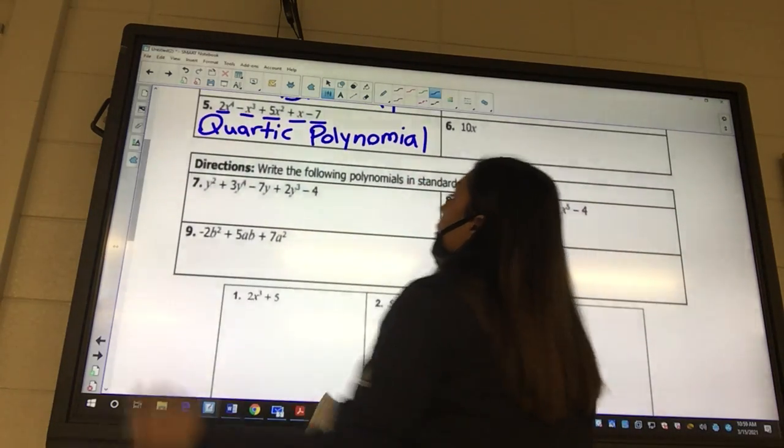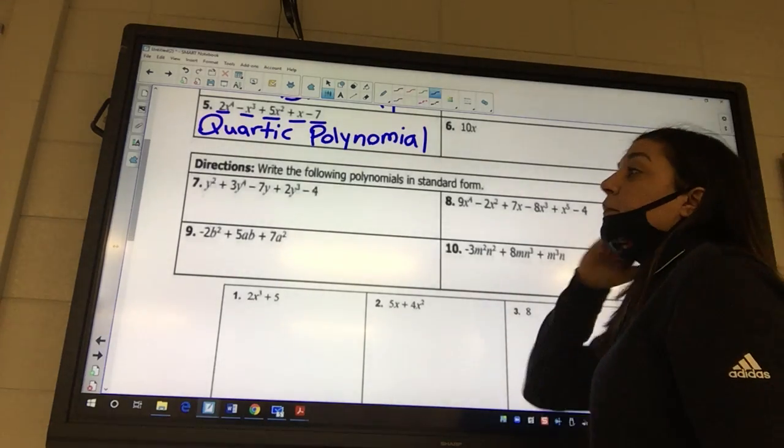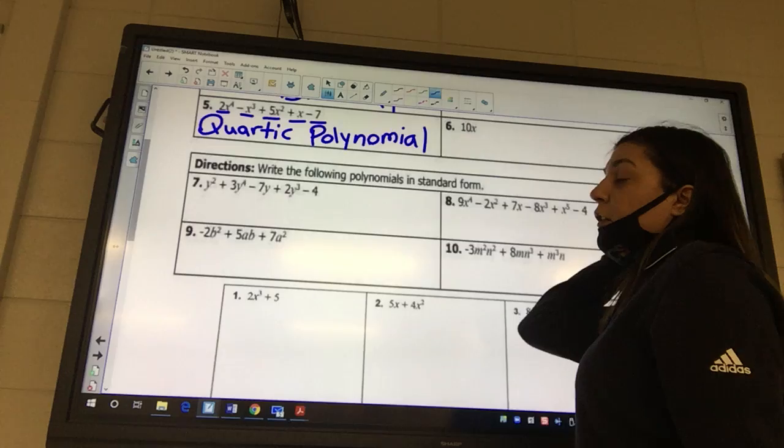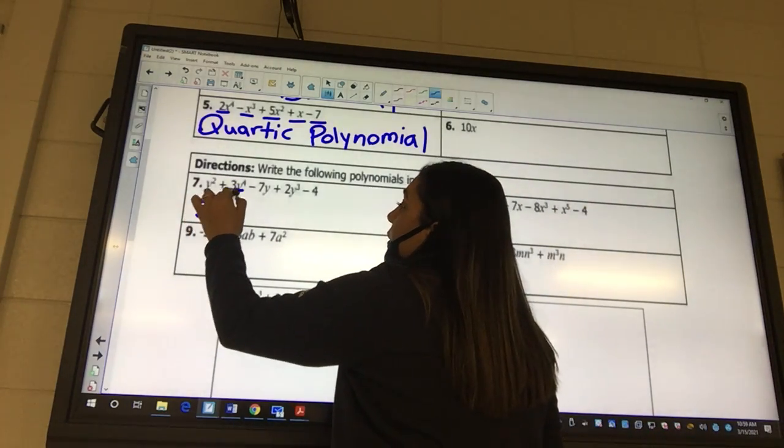Okay, the next one says write the following polynomials in standard form. What are the 2 things you need for standard form? ABC order and biggest to little, big to little for the exponents. So what is the biggest exponent up here? 4, to the 4th. So this one we know we write first: 3y to the 4th.